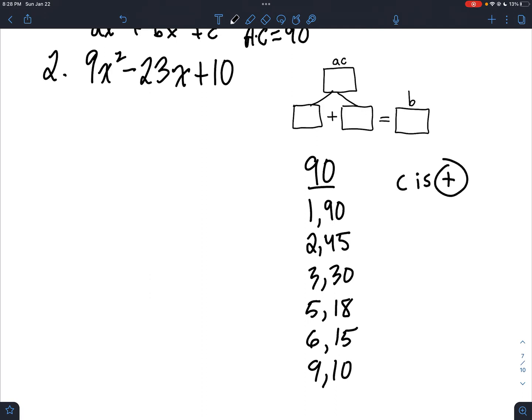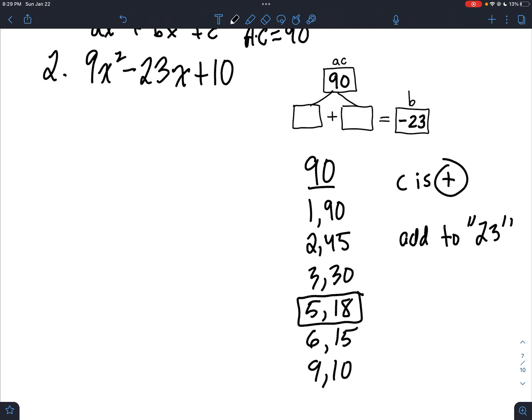We are positive. C is positive. So I like to say add to 23. And I know that 23 is negative, but it'll work itself out. So it seems like this might be promising, but let's fill in the puzzle. So this has to be negative 23, and this has to be 90.